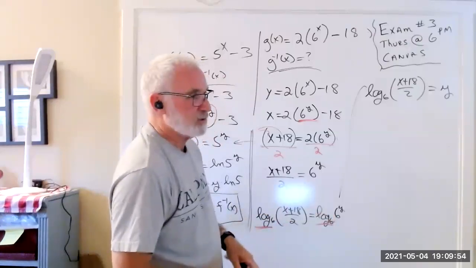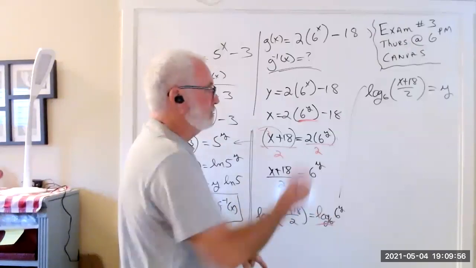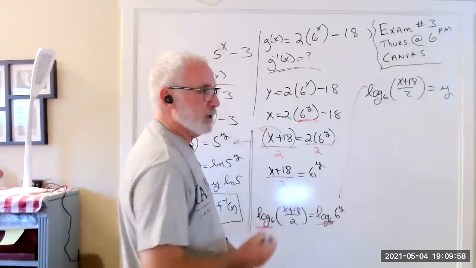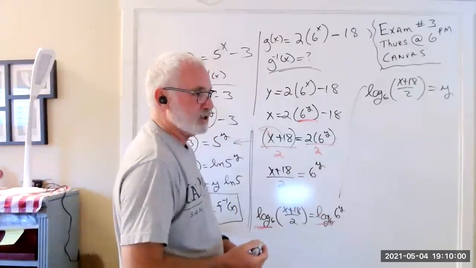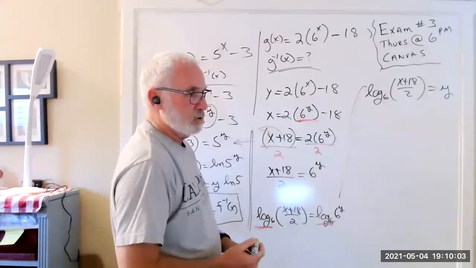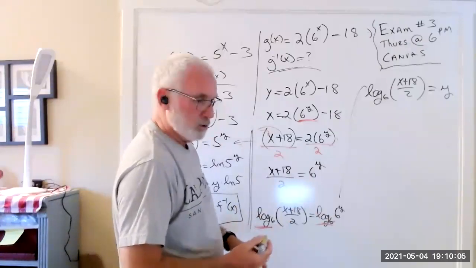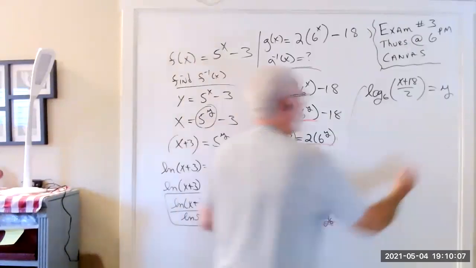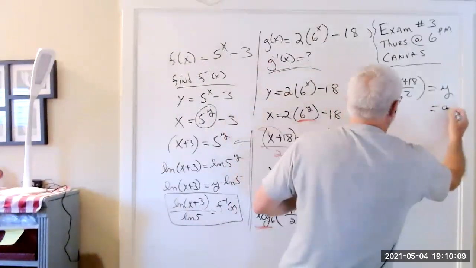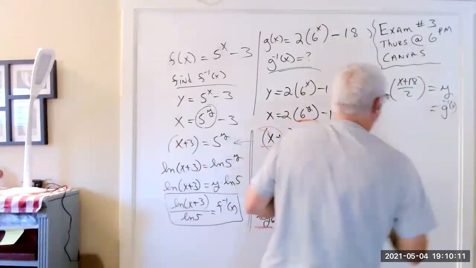Is that okay? I just skipped a step because I'm lazy and I'm running out of room on the board, but I'll show you that step if I need to. Okay, I see that. You do? Okay, good. All right. So then the only thing you have to write here is this is g inverse and you're done.